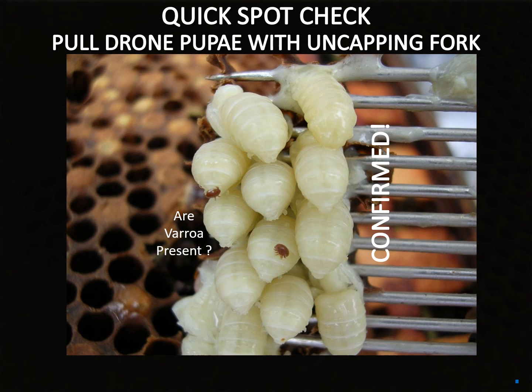You can use your uncapping fork and dig it into some of the drone brood and yank out the drone brood, and you'll see varroa mites are very easy to spot on drone brood. So this just confirms the presence.